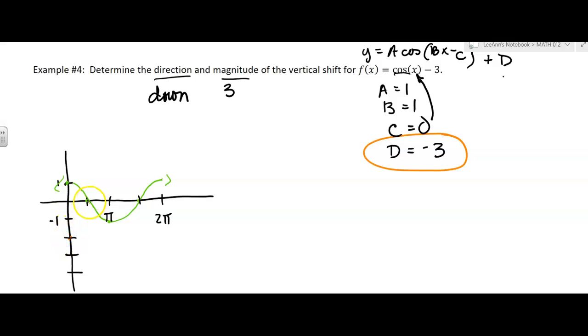My point that was at 0 is going to go down to -3. My point that was at -1 is going to go down to -4. My point at 3 pi over 2 that was at 0 is going to go down to -3. And then my point at 2 pi, which was up at 1, is now going to go down to -2. So I get my cosine curve. It should look the same. But the whole thing has had a vertical shift down 3 units. Okay? And that was a cosine curve.